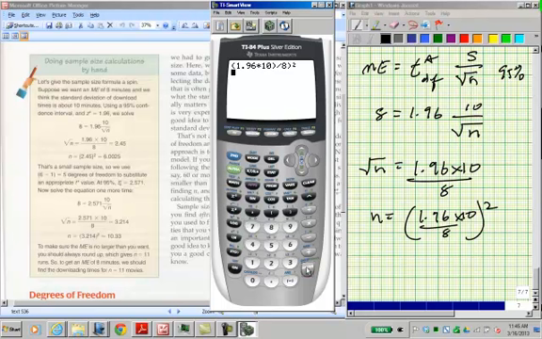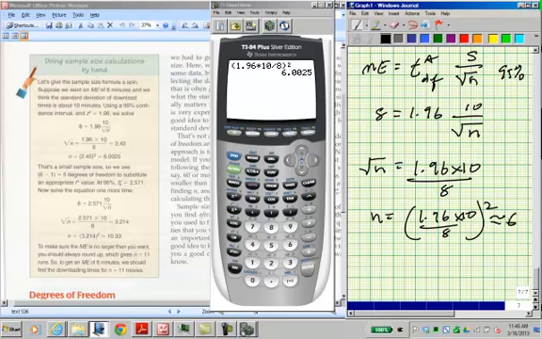What did I do wrong? I got an extra. Here, I'm just going to clear and start over again. 1.96 times 10 divided by 8, close parenthesis, squared. Okay, so that is approximately equal to 6.